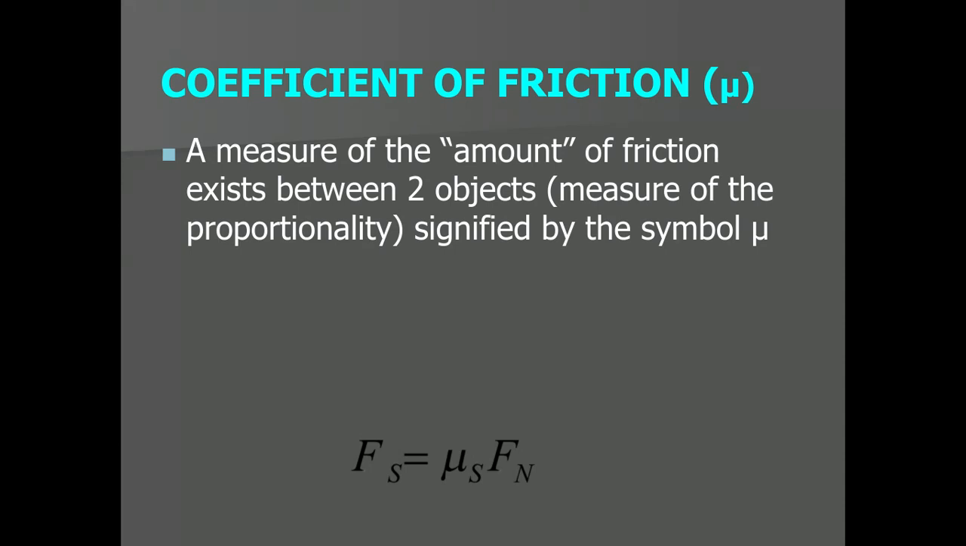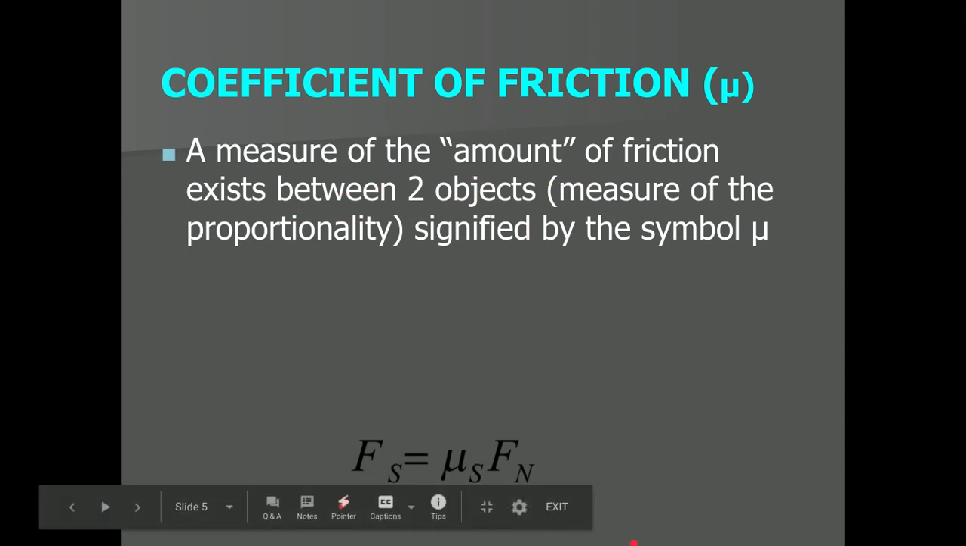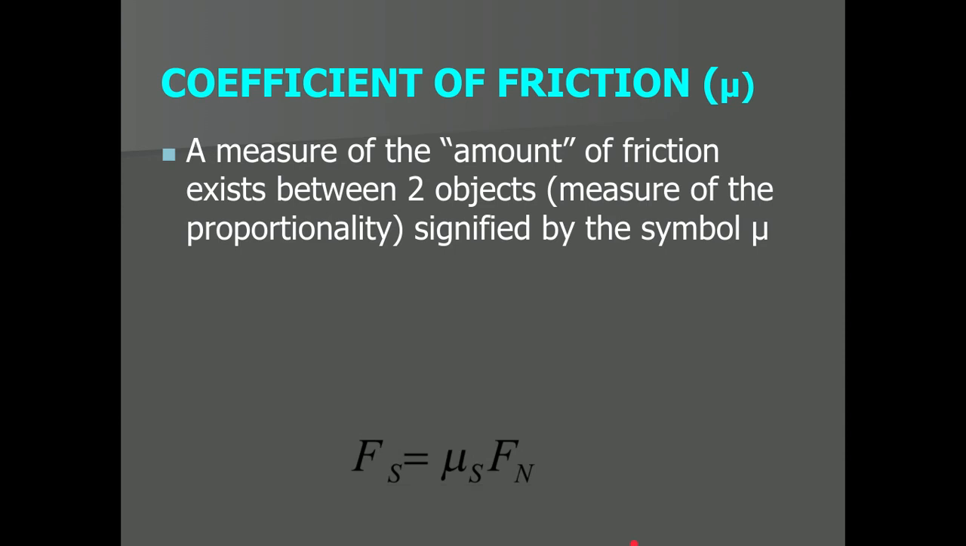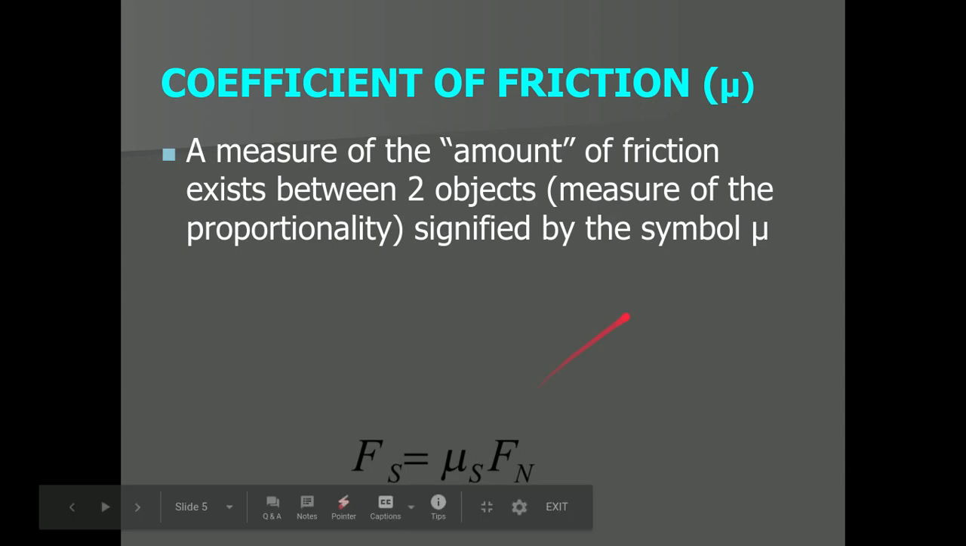Okay, so coefficient of friction, mu, is a symbol here. It looks kind of like the micro symbol. It's a measure of the amount of friction that exists between two objects. It's a measure of proportionality or ratio, signified by the symbol mu. The book on page 138 has a really good description of it.